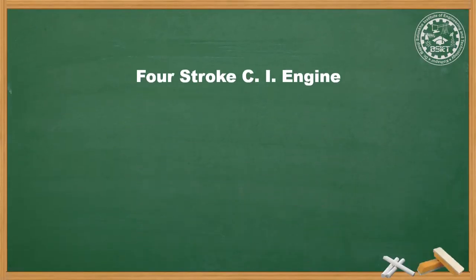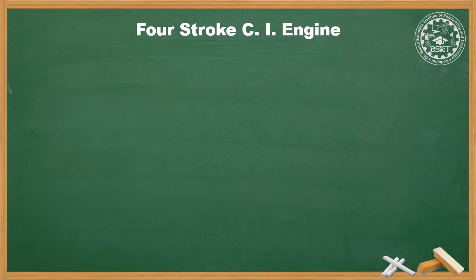The second type of engine is the 4-stroke CI engine. This engine was developed by Rudolf Diesel in 1893 and is also known as the diesel engine. In a diesel engine, the spark plug is not required for igniting the air-fuel mixture, because the fuel is injected and forms an explosive mixture which ignites under pressure.